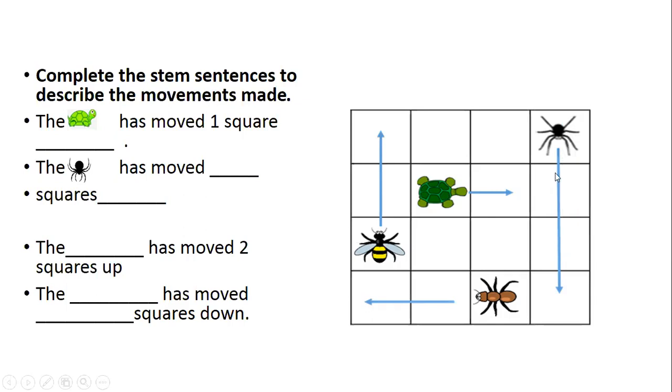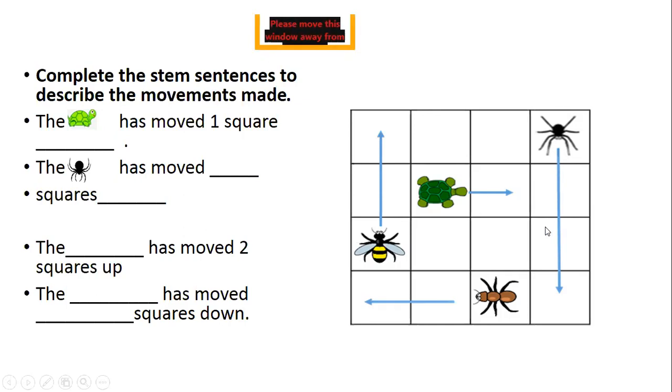Backwards. Look at the position of the spider. Where is the spider facing? Look at the spider's eye and look at the direction the arrow is going. Is it moving backwards? This is the back of the spider. If you say it's moving backwards, it means it's going this way. But the spider is facing this way. So is it moving backwards?